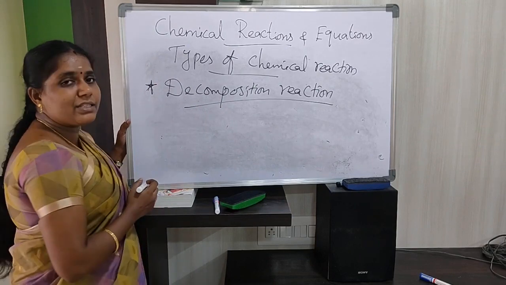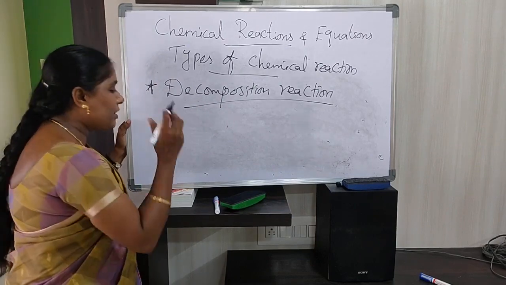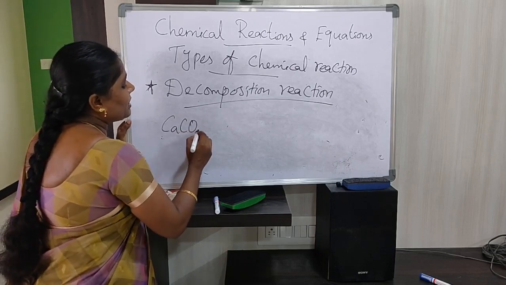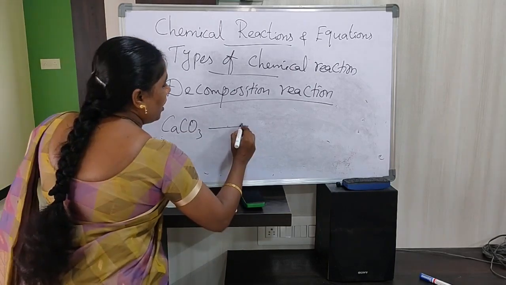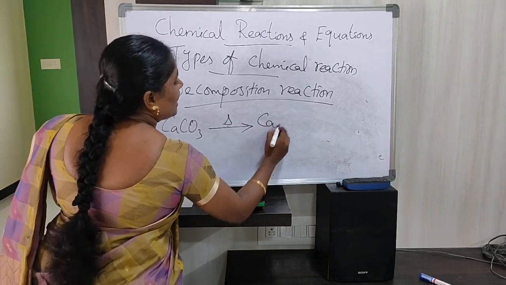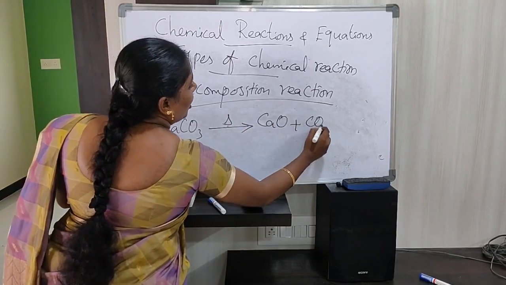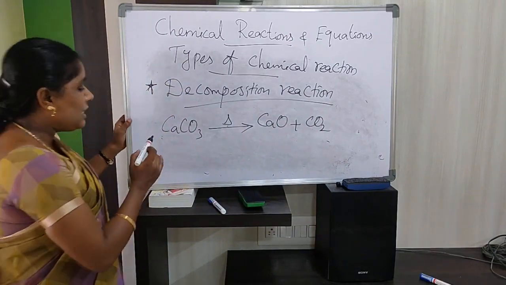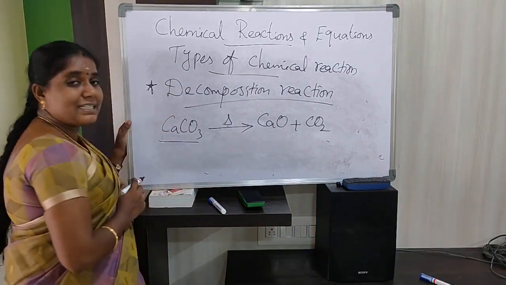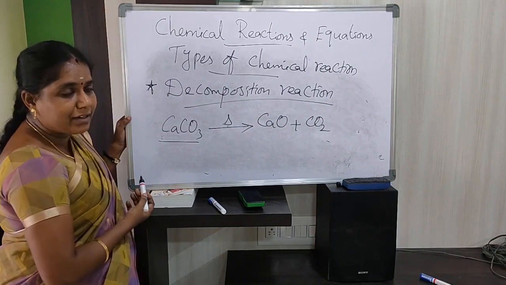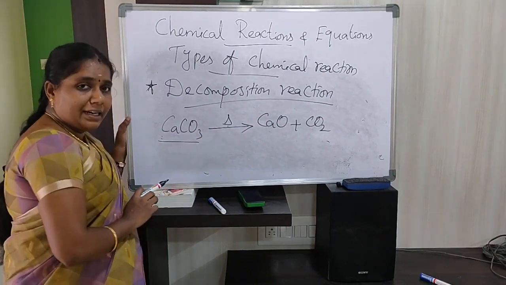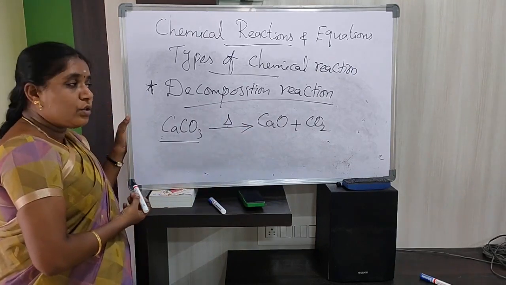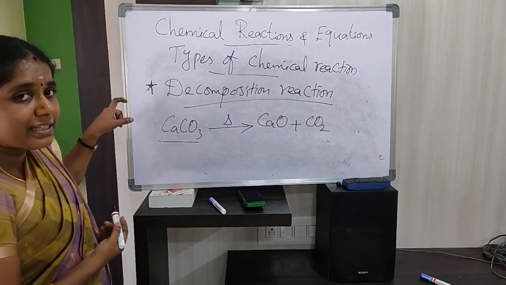Same like this, during a chemical reaction, one single substance, for example calcium carbonate, on heating gives calcium oxide and carbon dioxide. See here, during this process, what happens? This is a single substance, calcium carbonate, that reacted. It decomposes on heating to form calcium oxide and carbon dioxide. So how will you define it with the help of this example?